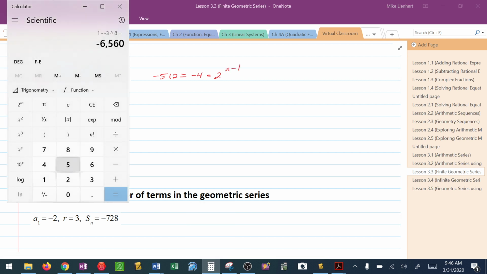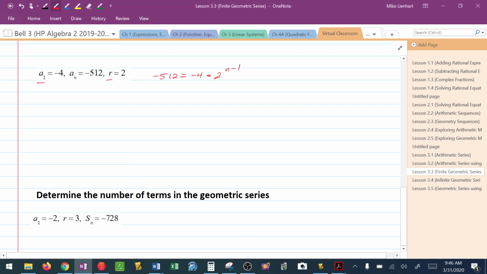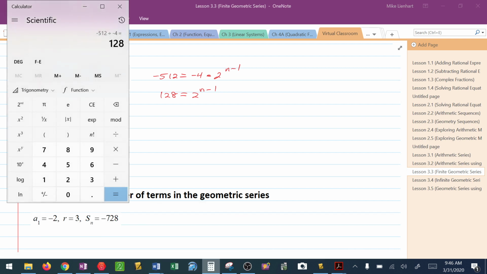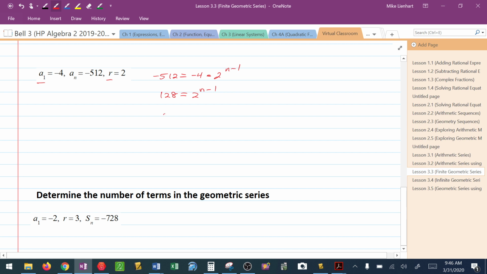So I'm going to grab my calculator. I get negative 512 divided by negative 4, and that gives me 128. 128 is equal to 2 to the n minus 1. So I believe 128 is maybe 2 to the 7th. Yes. So I'm going to rewrite that as 2 to the 7th is equal to 2 to the n minus 1. So the bases are the same, and I would determine that n was 8 here. There's that third piece of the puzzle to find the series now.